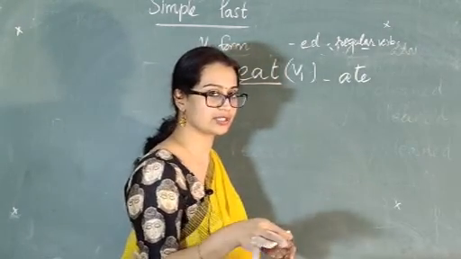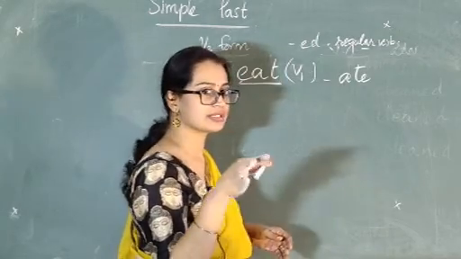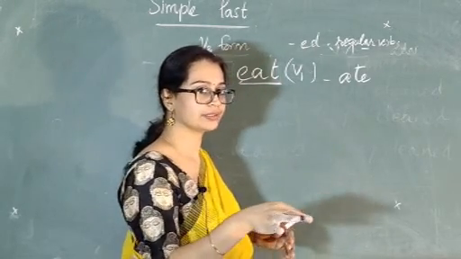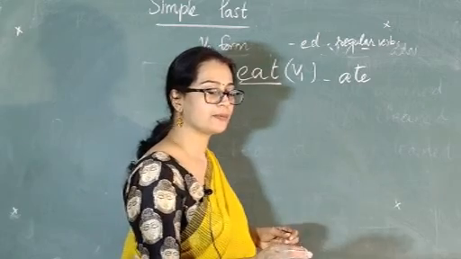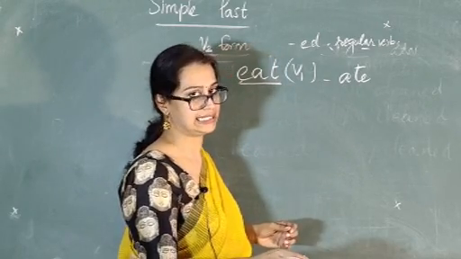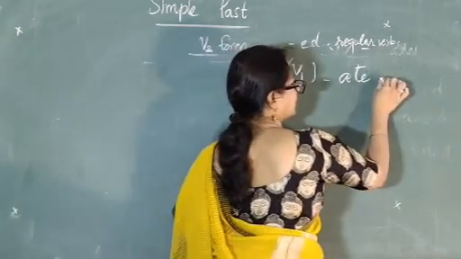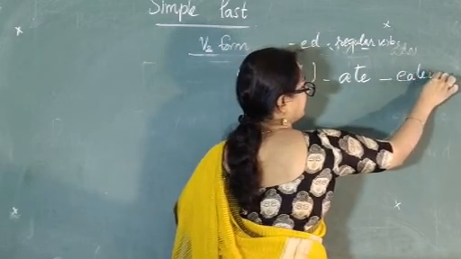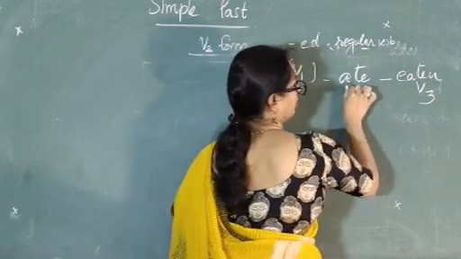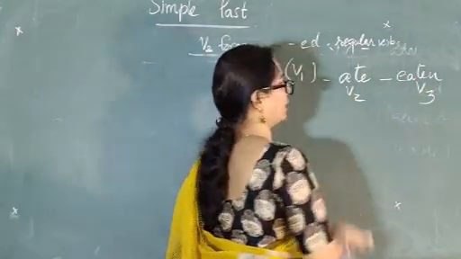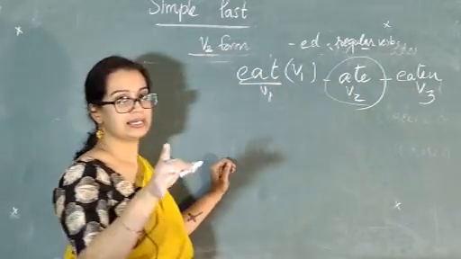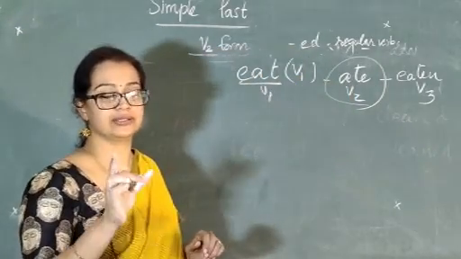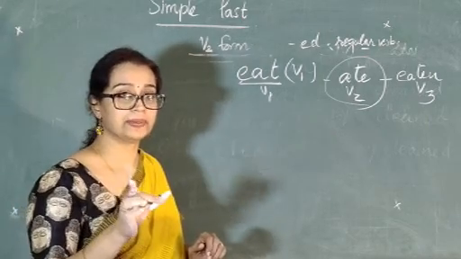Just don't confuse it with simple past tense. I just want to know if you know it. What's the V3 form of eat? Eaten, right? So eat, ate, eaten, right? V3, V2 and V1. And where do we use the V2 form? We use it for simple past. We use V2 in simple past.